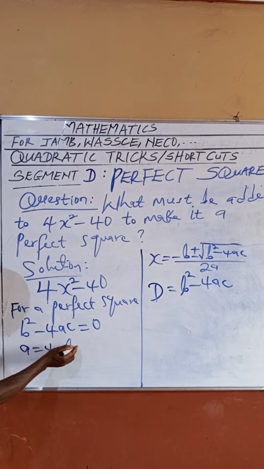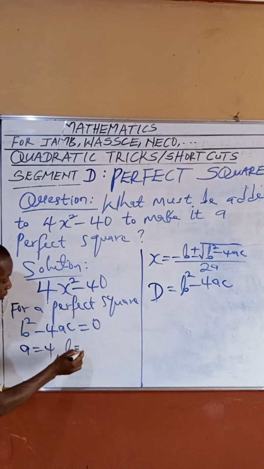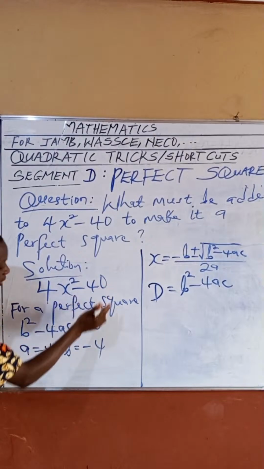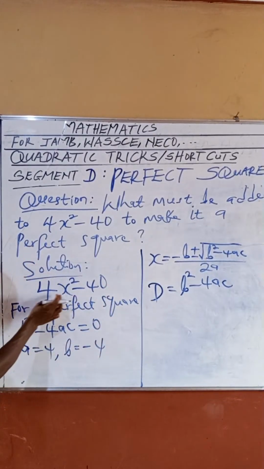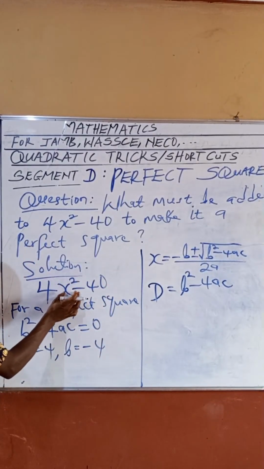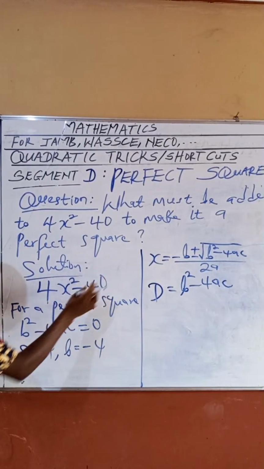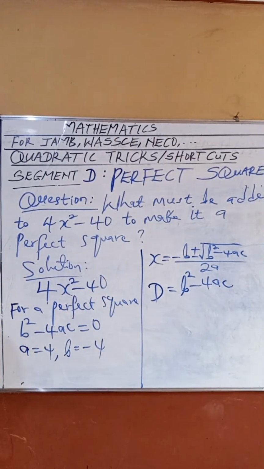Our B is equal to minus 4. That's minus 40, sorry. Is it minus? No, this is 4s squared. Oh, this is 4s squared, right? Minus 40. Yes, it's 4s squared minus 40.